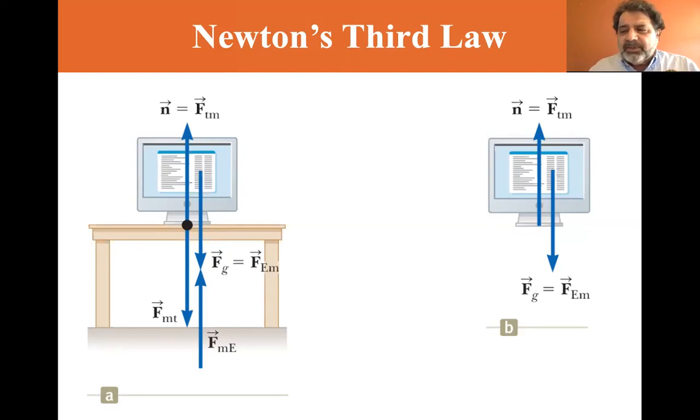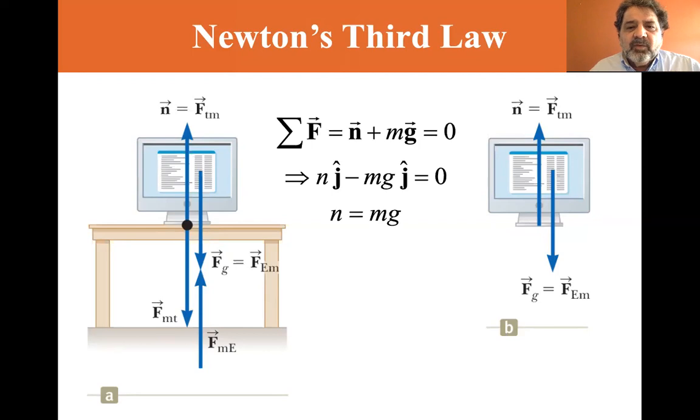Let's put in the equations. The sum of the forces is equal to the normal force plus mg, the gravitational force, and they equal 0. Why do they equal 0? There's no acceleration. It's standing still on the table, so there's no acceleration. So the forces have to be equal. If there's no acceleration, the sum of the forces has to be equal. So N j minus mg j is equal to 0. N equals mg. The normal force equals mg.